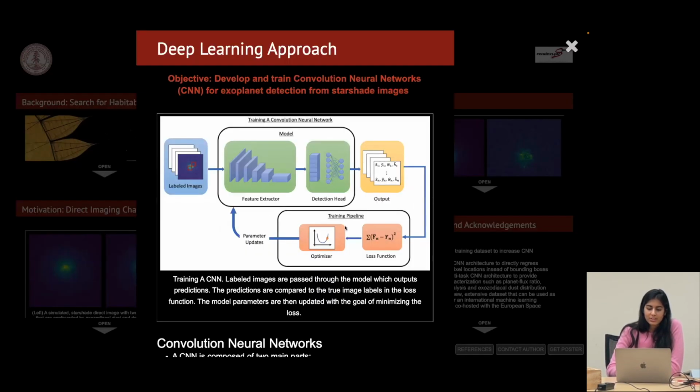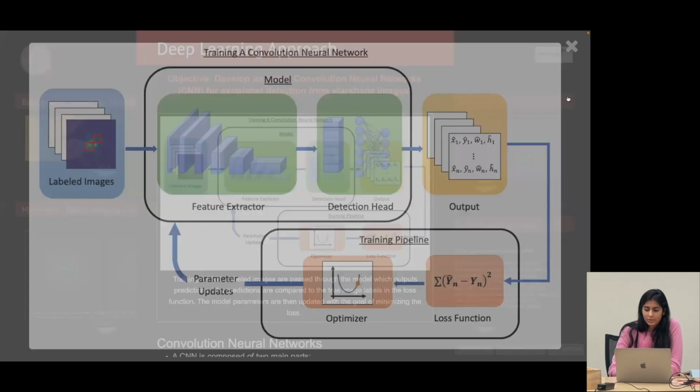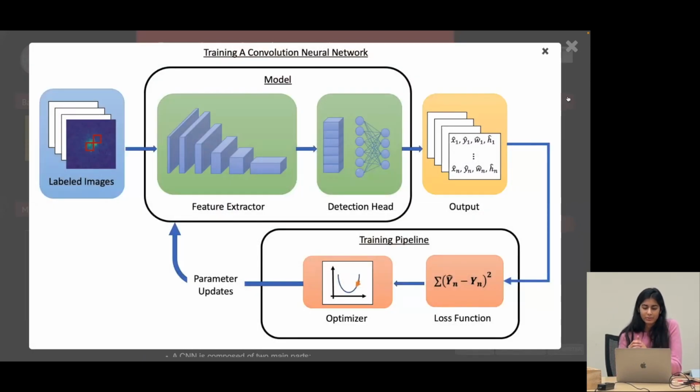So when we move to the deep learning approach, the objective of this research is to explore using convolutional neural networks for exoplanet detection, specifically from starshade images. When we talk about convolutional neural networks, here is a high-level overview of machine learning algorithms and CNNs in particular. The model is made up of a feature extractor and a detection head, and both are composed of learnable parameters.